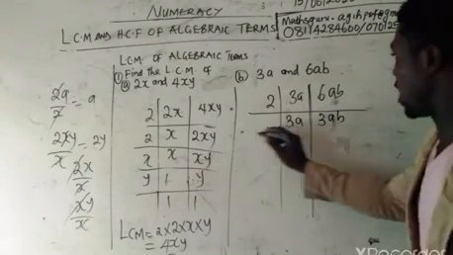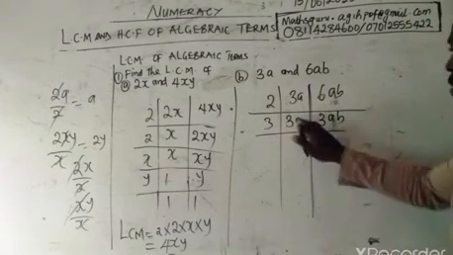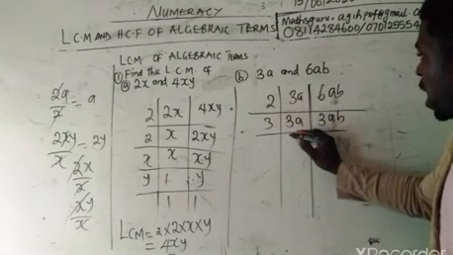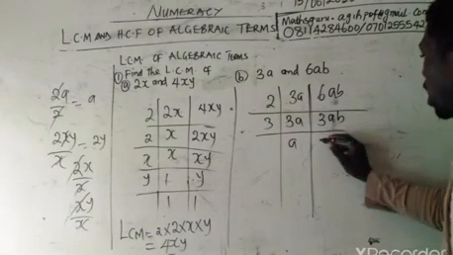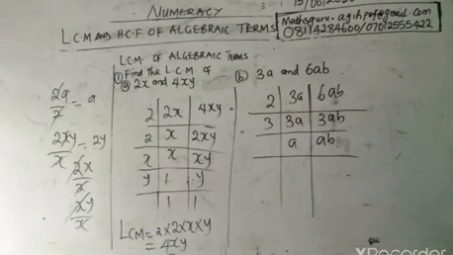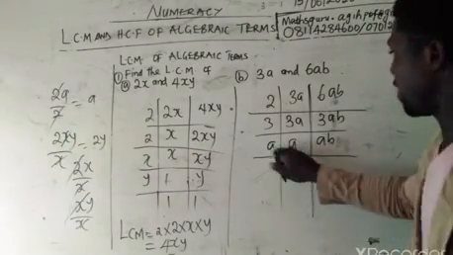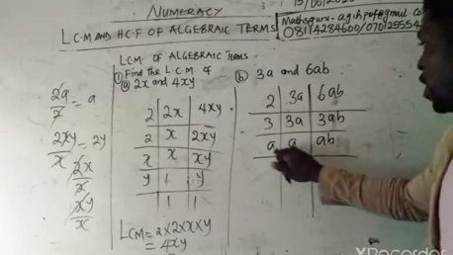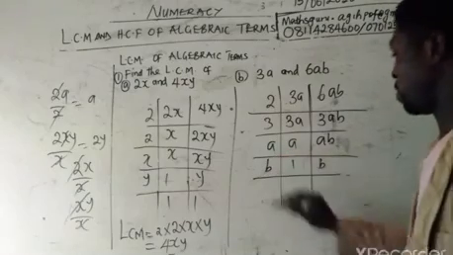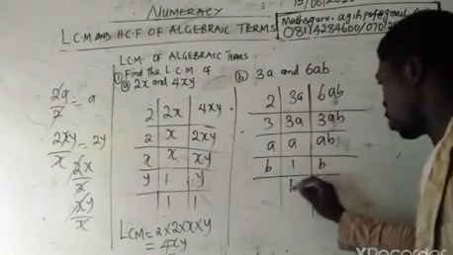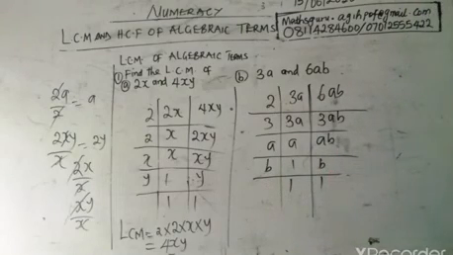The next term to consider now is 3. 3 is here. 3 can also be found here. So 3a divided by 3, we are going to have a. And 3ab divided by 3, we're going to have ab. Now, the next term is a. a divided by a will give us 1. ab divided by a will give us b. The next term is b. 1 divided by b cannot, we retain a 1, and b divided by b will give us 1.